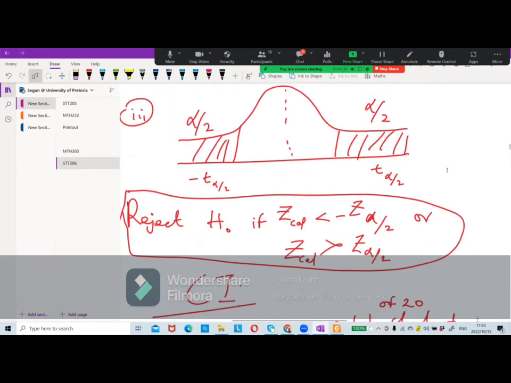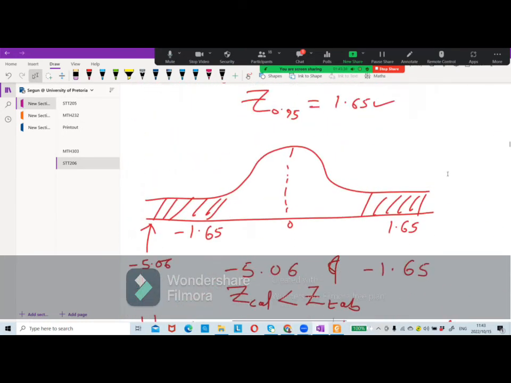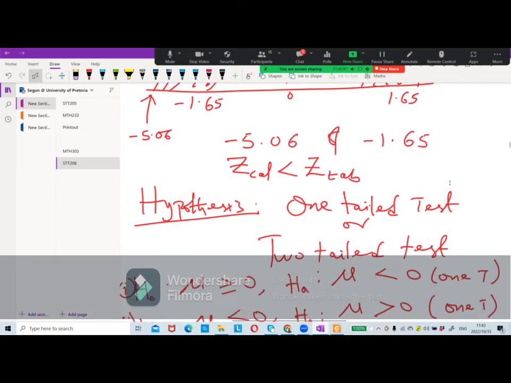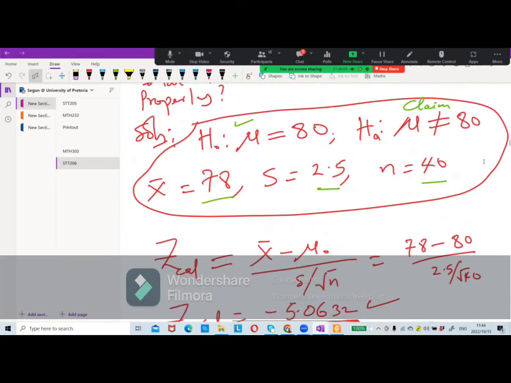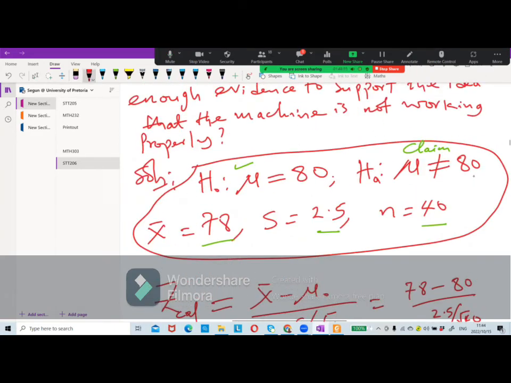We reject the H naught because he said reject the null hypothesis if Z calculated is less than minus Z tabulated. So if we reject the H naught, then we will accept the man's claim. That is the meaning. We reject this one, then we accept this one.